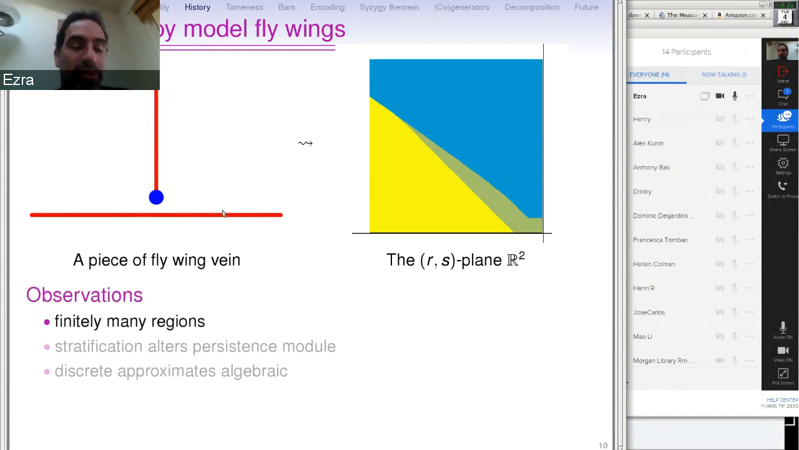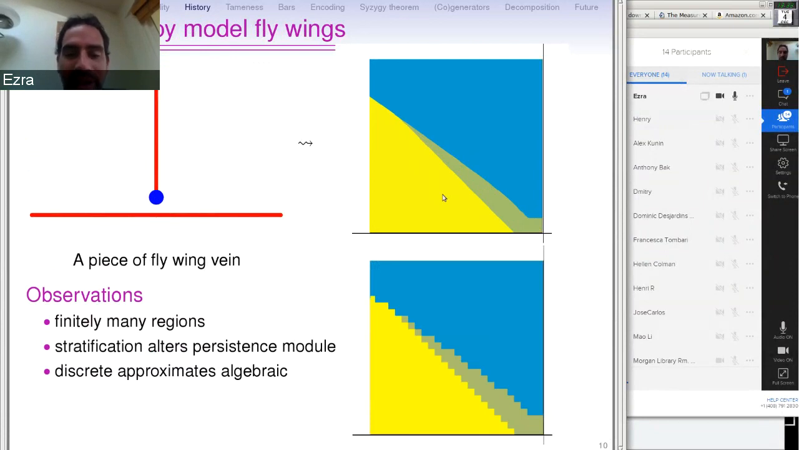So the observations: there are only finitely many regions. The stratification alters the persistence module. That's a good thing, because the whole point was to highlight the intersection points. And that the discrete approximates algebraic. So here's the picture. Instead of using real parameters, we could have used discrete parameters, and we would have gotten a picture that looks like this.